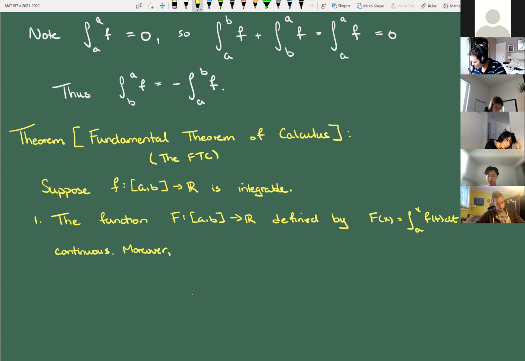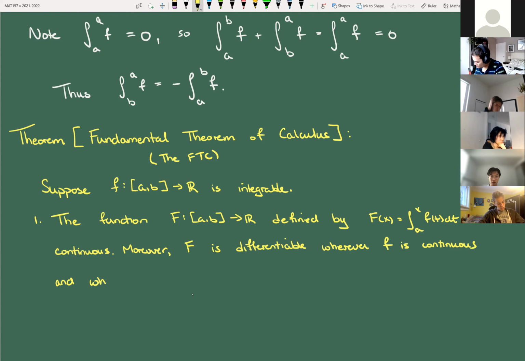So moreover, capital F is differentiable wherever little f is continuous. And in that case, F prime is equal to f. Okay, so stare at that for a second.